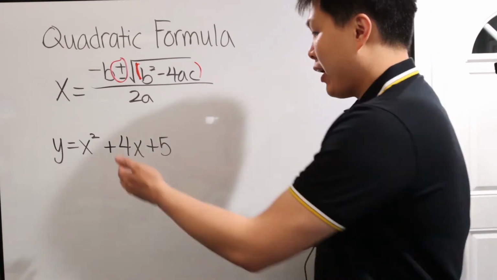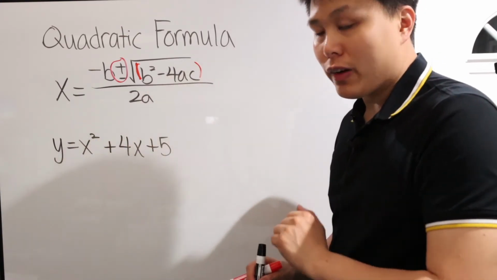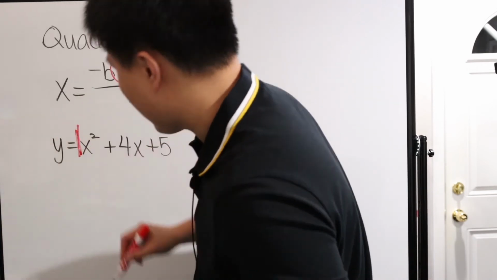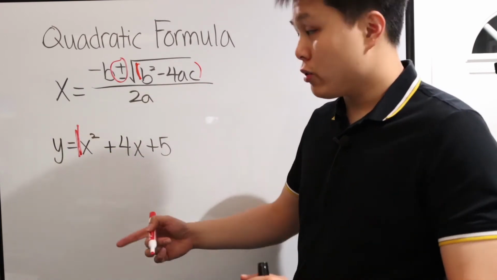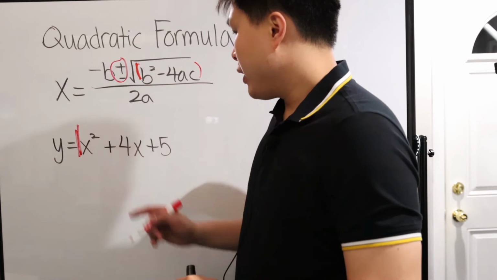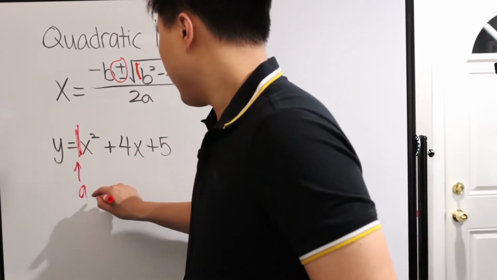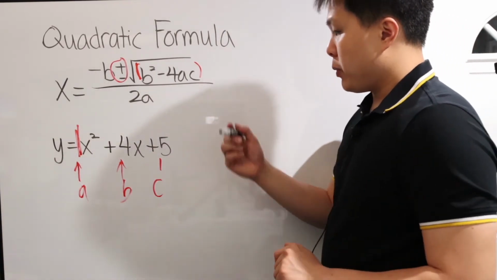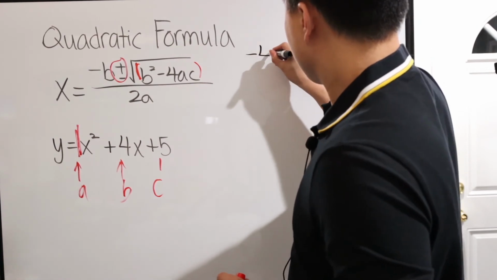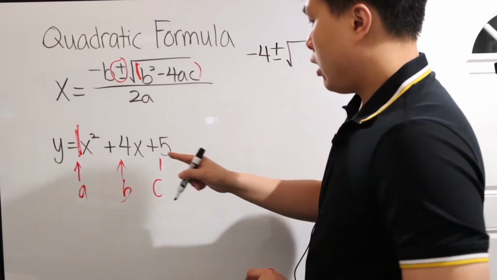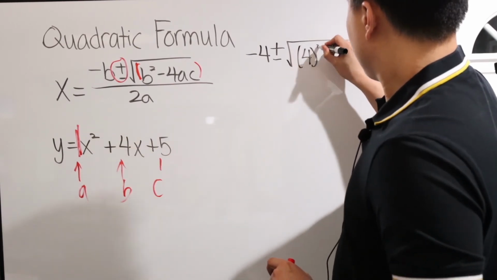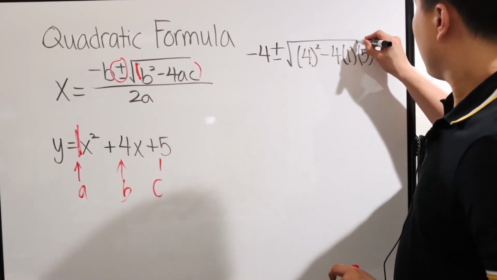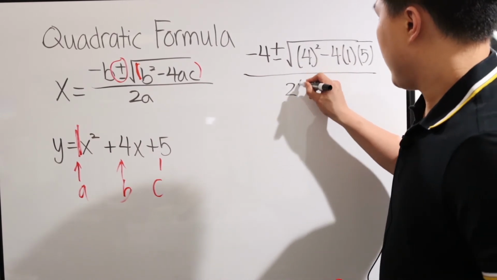All right, let's try one more. We have y equals x squared plus 4x plus 5. Once again, there's going to be an invisible 1. And of course, you're not always going to see an invisible 1. There are going to be other numbers as well, which you can plug in. Still the same concept. But in this case, it's an invisible 1. This is our a. This is our b, which is in front of the x. And this is our c. All right. Now, we just plug it in. Negative 4 plus or minus the square root of 4 squared minus 4 times a, which is 1, times c, which is 5, all over 2 times a, which is 1.